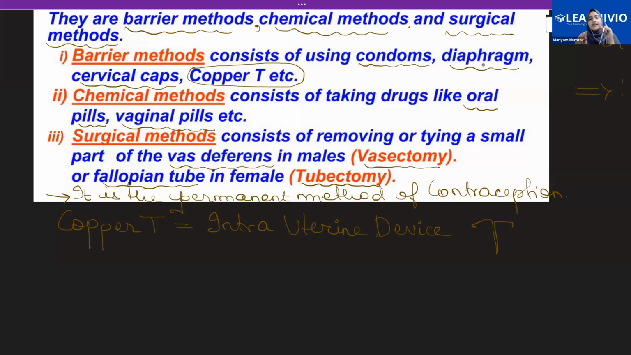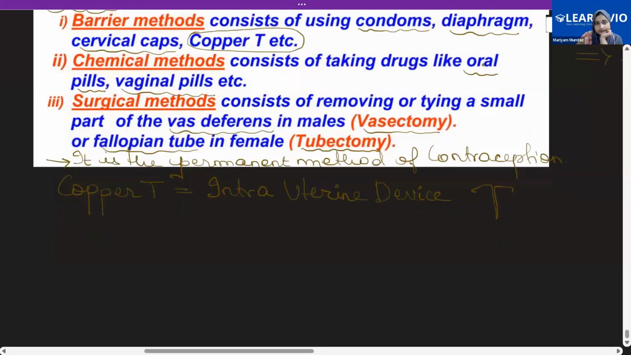Okay? Rest all the methods are reversible. Like whenever the couple would want to have the kid or want to get pregnant, they can stop these methods and they will get pregnant. But if there's a couple that wants to go back to the normal state after having a surgical procedure like vasectomy and tubectomy done, it is not reversible. Clear?